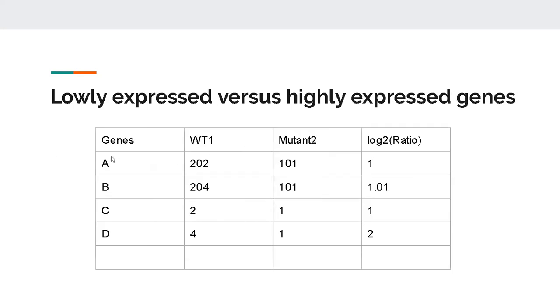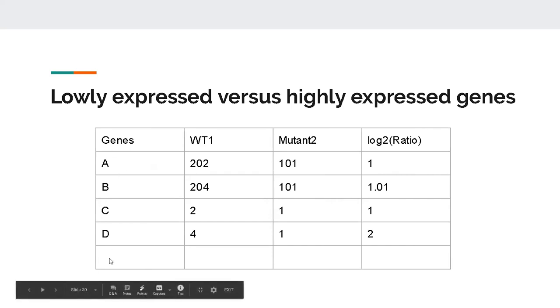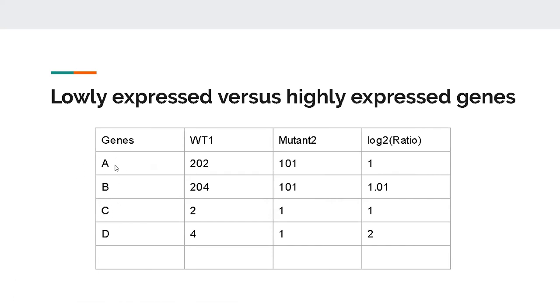Now imagine you have these 4 genes, A, B, C, and D. Now A and B have a high expression in the wild type as compared to the mutant. When you calculate the log2 ratio, that means 202 divided by 101, and you take a log of that, it will give you 1. Now for gene B, you do the same thing. You have 204 divided by 101, and you take a log2 of that, so it will give you 1.01. So this means that the log fold difference of gene A in 2 conditions and gene B in 2 conditions is 1 and 1.01.